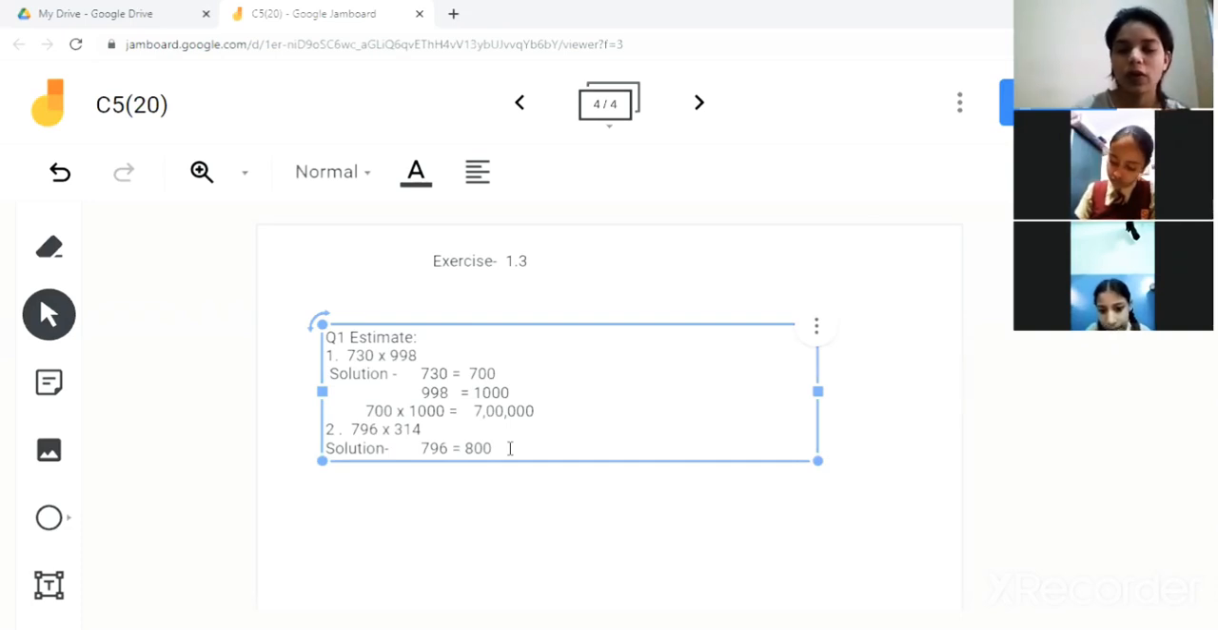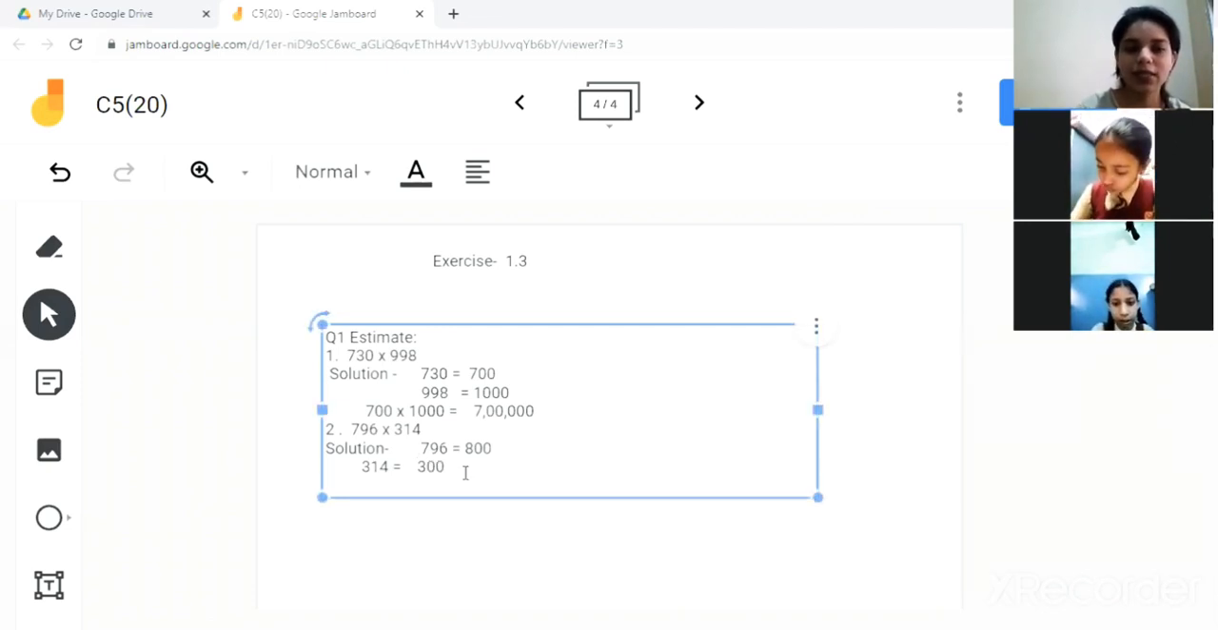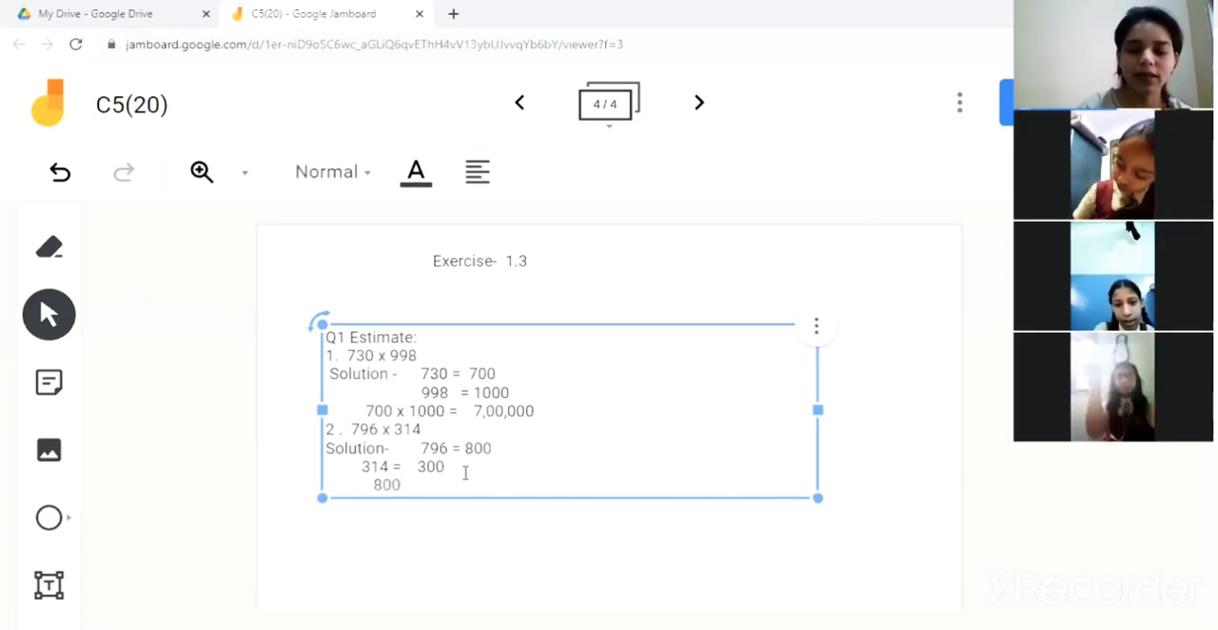Okay. So now 314, it is nearer to which hundreds? It is nearer to 300, no? Okay. Now it is easy for us to multiply 800 and 300. 800 multiplied with 300. So it will be equal to 8 3s are 24. Now you can put 4 zeros. So it is very easy for us, children, to multiply numbers with zeros.